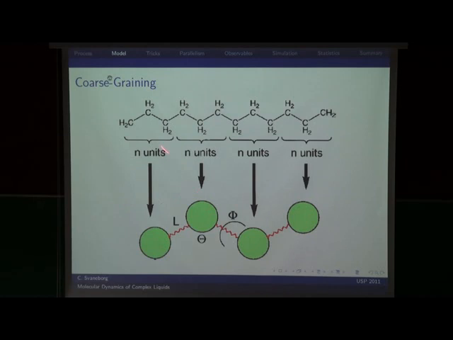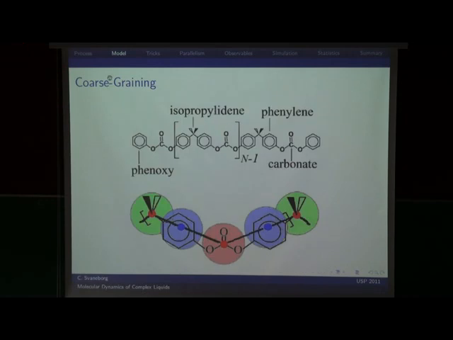If you want to simulate the monomers, this is polyethylene. What we can do is take n monomers and lump them together in a bead. A bead will then just have a single center of mass of many of these atoms. But now we have to specify the spring constant between these beads, the angular potentials between them, and the torsional potentials, so that the chain of beads reproduces the same statistical properties as the real polyethylene chain. This is another version of coarse graining.